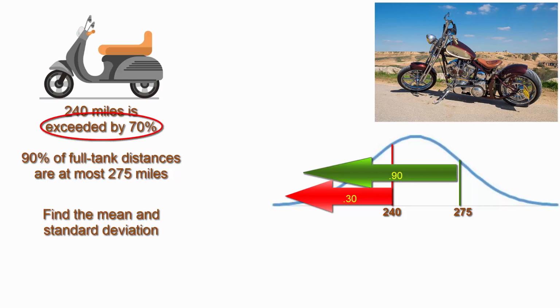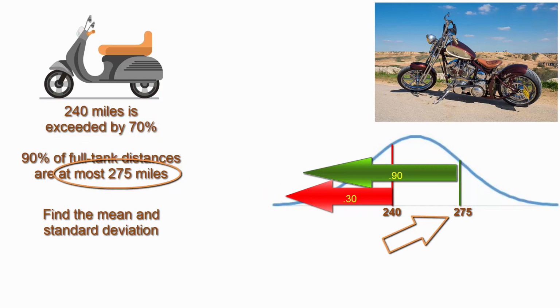If a score is exceeded by 70%, it implies 70% above, and more importantly, 30% of scores below it. At most 275 miles implies the most it could be is that, so 90% of the scores are less than or equal to 275. Here's where it takes some understanding to proceed.